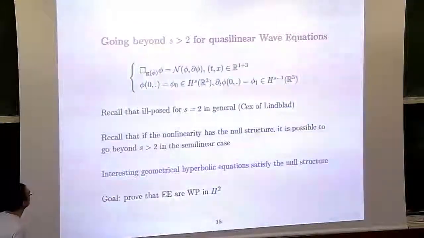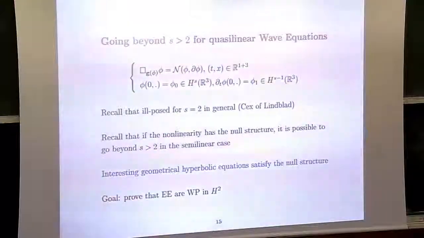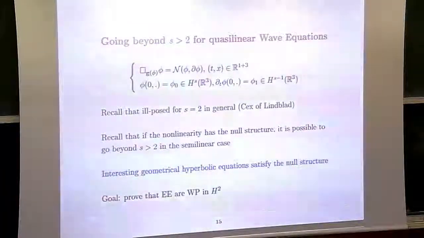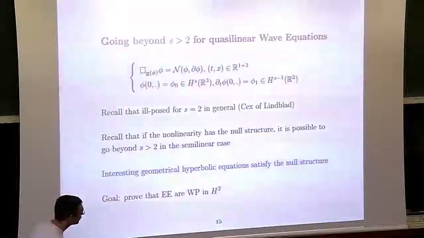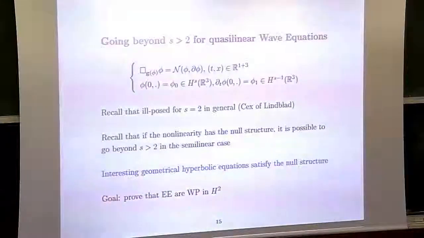Okay, so now in this lecture, we'll go below this exponent strictly larger than 2 for the Einstein equation. So let me remind you, from the semilinear case we have learned two things. The first thing is that this equation, even for semilinear cases, is ill-posed in general in H2 because of this specific example I gave here on the blackboard. The box of phi is phi_t squared. So, of course, in the quasi-linear case, it's also true that it's ill-posed in general.